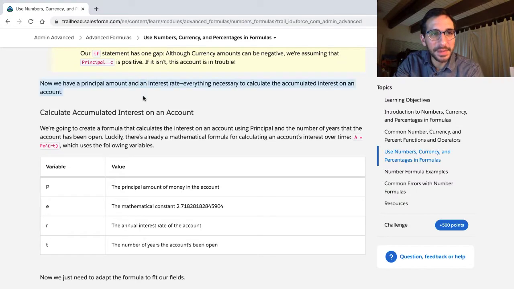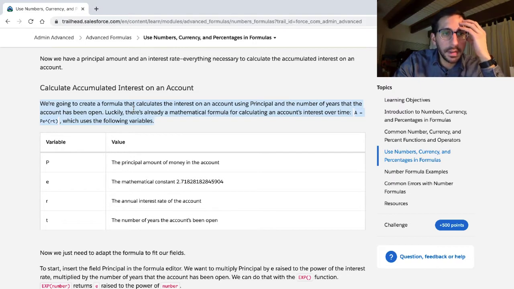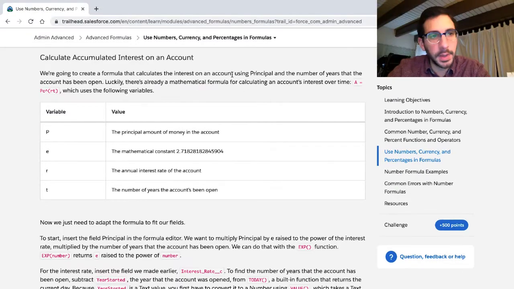Okay, now we have a principal amount and an interest rate, everything else necessary to calculate the accumulated interest on an account. We're going to create a formula that calculates interest on an account using principal and the number of years that the account has been open. Luckily, there's a mathematical formula. Oh my gosh, I'm not even halfway through. I gotta stop.